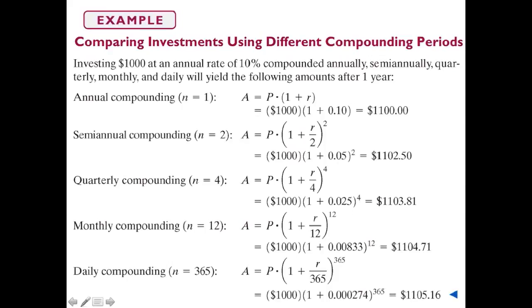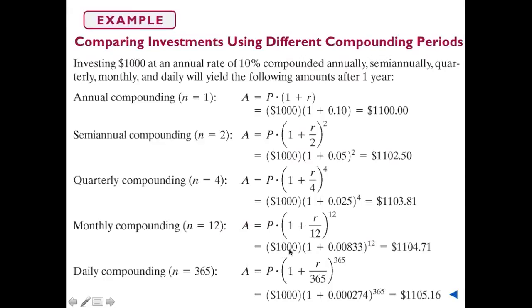So in this case, we have a slightly different formula than we used for the first one. This one actually uses the r over n to the n times t power. So we have A equals our principal, which is 1,000, times 1 plus our rate, which is 0.1 divided by 2. 0.1 divided by 2 gives us 0.05. And then we raise that to the n times t power.